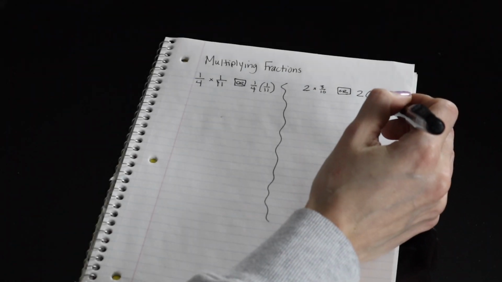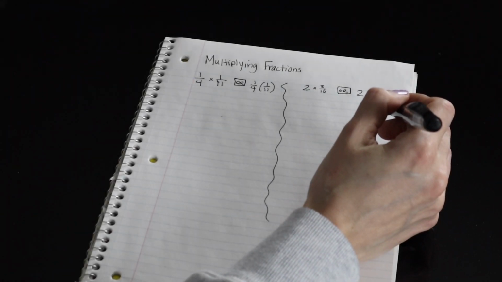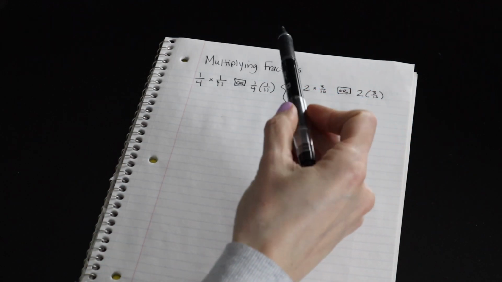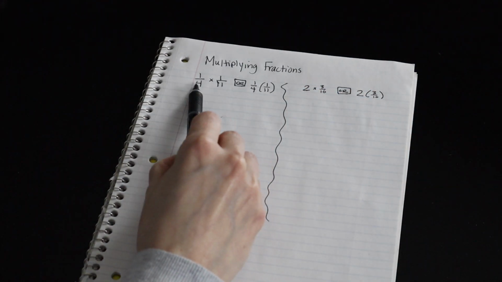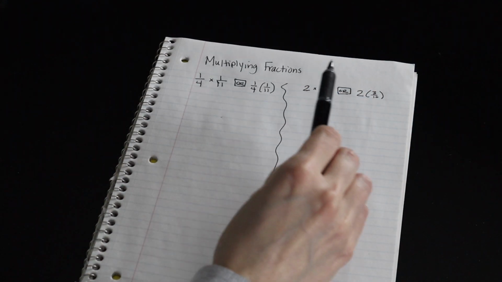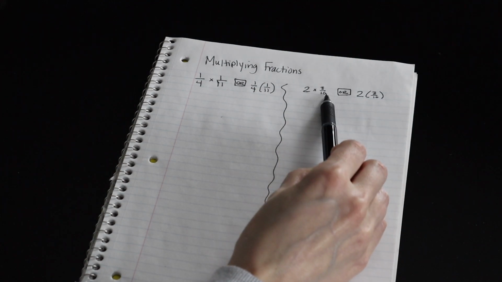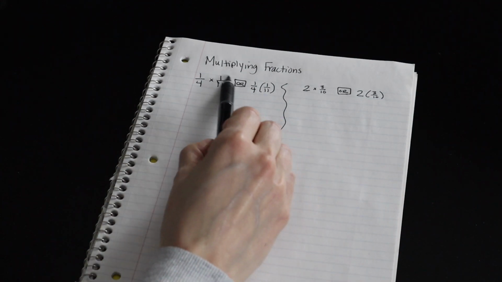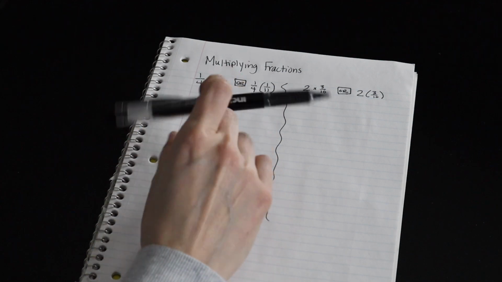All right, today we're going to look at two different ways of multiplying fractions. One is when it's just two fraction pieces, and one is when it's a whole number and a fraction piece. So let's first start with the two fraction pieces.